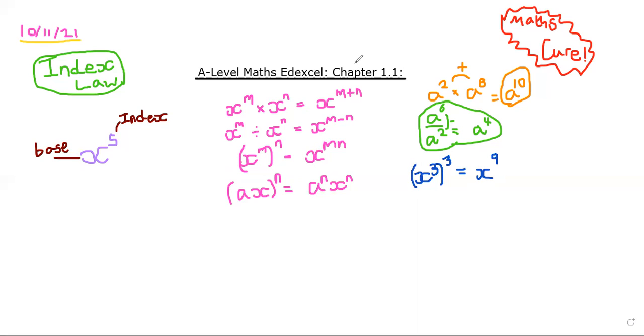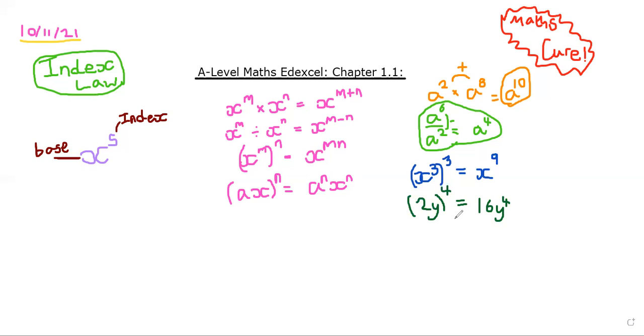Okay, so let's have a look at another question using the last rule. We've got (ax) to the power of n is a to the n times x to the n. Let's have a look at one. Let's use a different letter this time: (2y) to the power of 4. You have to apply the power of 4 to both things. So 2 to the power of 4 is 2 times 2 times 2 times 2, which is 16. Then you have y to the power of 4, which is just y to the power of 4. So the answer is 16y to the power of 4.